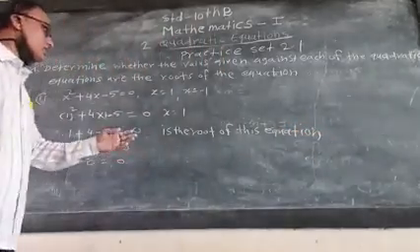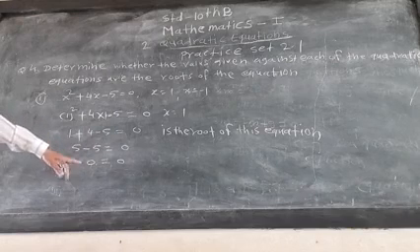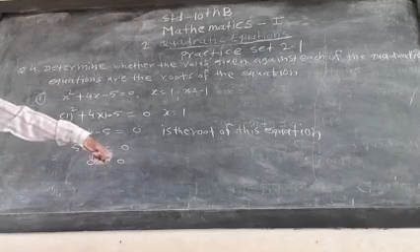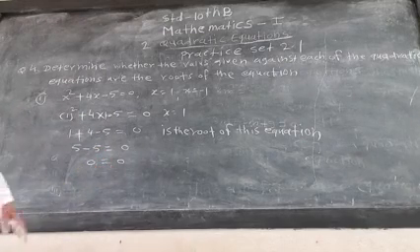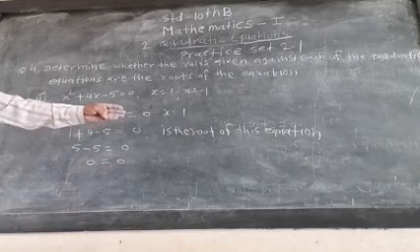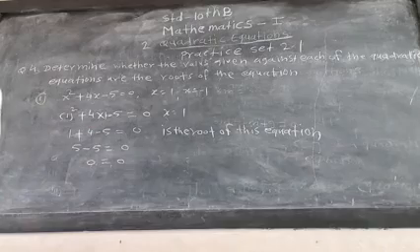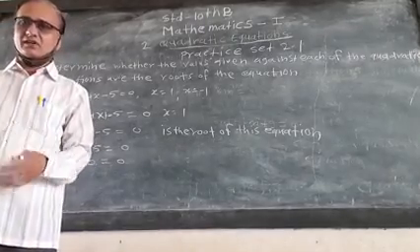Why is x equal to 1 a root of this equation? Because the right side equals the left side, RHS equals LHS. So x equals 1 is the root of this quadratic equation. Now the next example we will see next day.